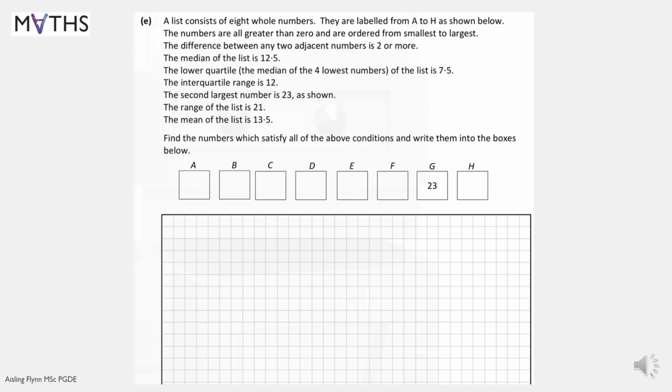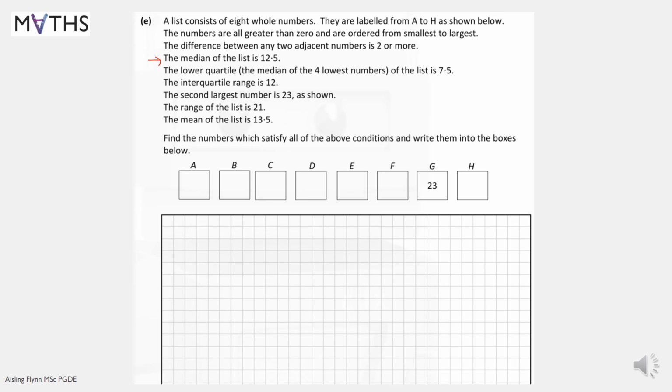The median of the list is 12.5. The lower quartile, the median of 4 lowest numbers of the list, is 7.5. The interquartile range is 12. The second largest number is 23 as shown. The range of the list is 21 and the mean of the list is 13.5. Now, so much information there, you'll have to read it many, many times as you go along. I'm going to start here. The median of the list is 12.5, so you really need to know your averages and what they mean.